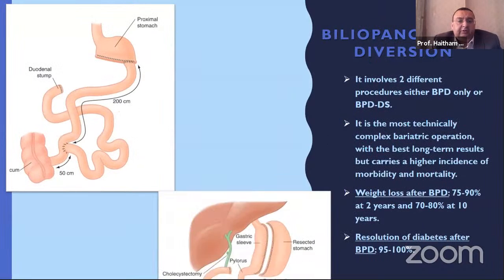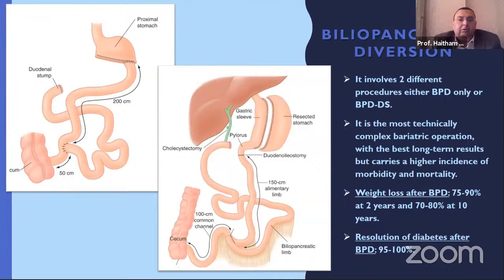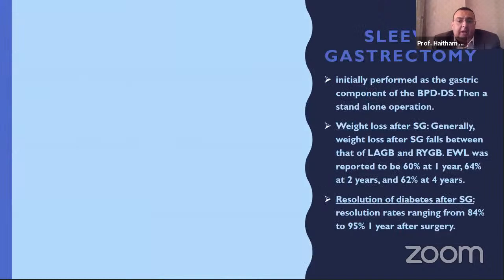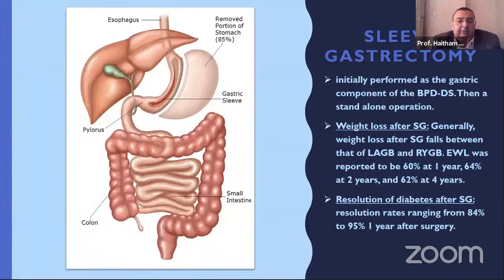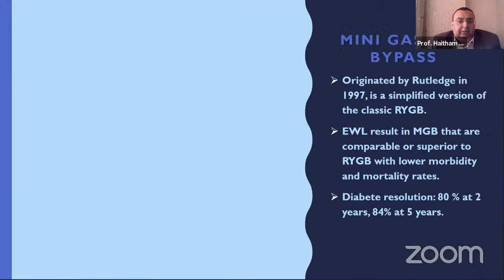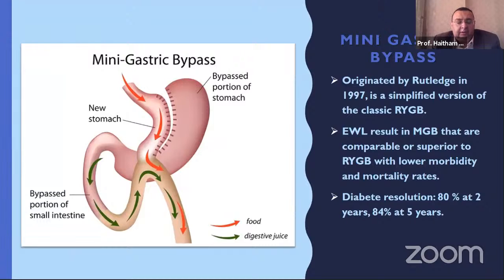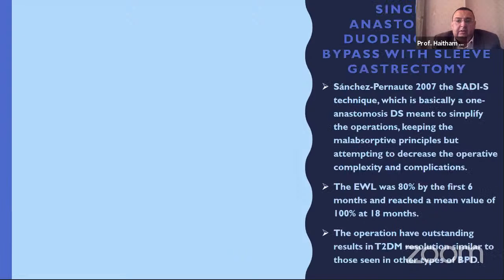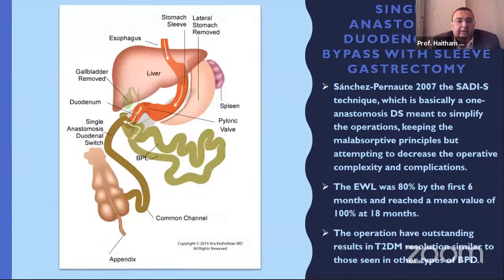The biliopancreatic diversion, either the original Scopinaro or the duodenal switch variants, are the most effective metabolic procedures, which lead to resolution of diabetes up to 100%. And the sleeve gastrectomy has rates between 60 and 80%. Newer operations such as the mini gastric bypass may lead to better metabolic outcome than the Roux-en-Y gastric bypass, up to 85%. And the SADI-S has a metabolic outcome which is better than any bypass, but less than the duodenal switch.